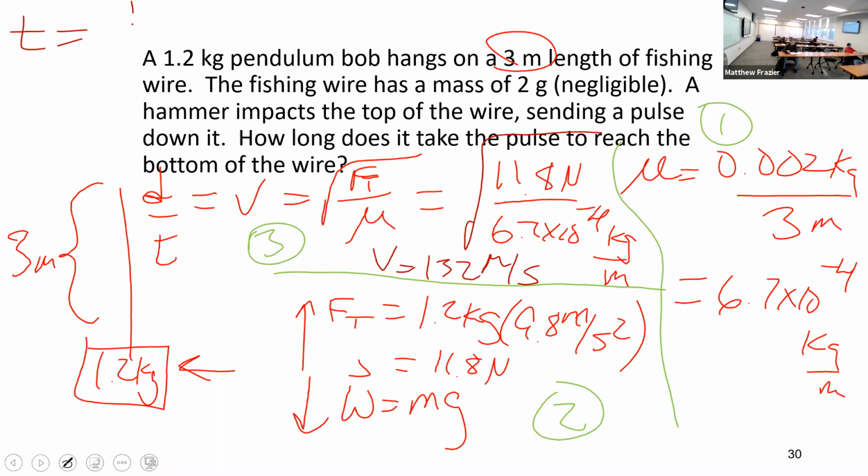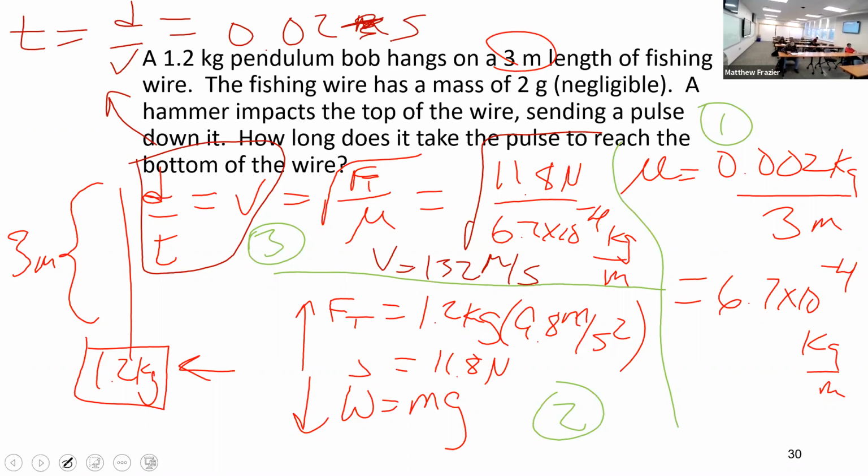So now our time is distance divided by velocity, from rearranging this. So it's 3 meters divided by this. And what we get is 0.02 seconds, about 20 milliseconds.